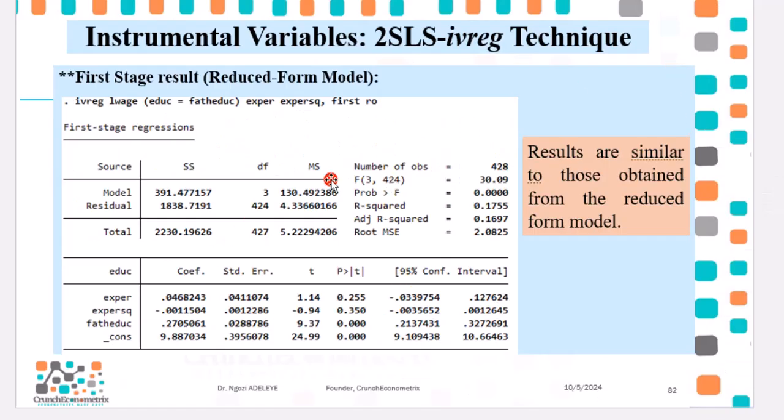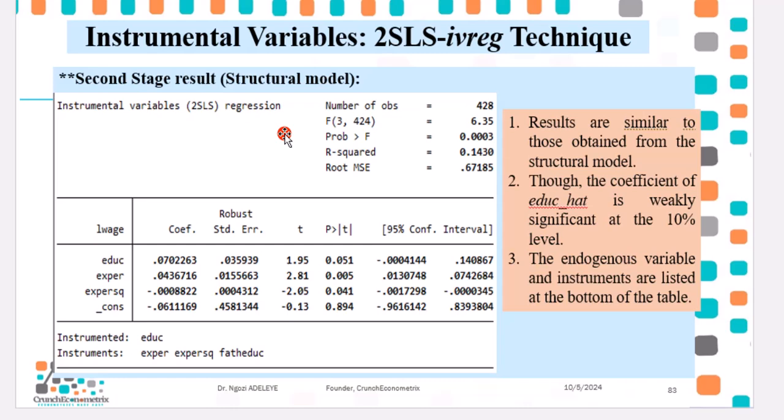From the first stage regression, as you can see, the results are quite similar to those obtained from the previous reduced form model when I used the piecemeal approach. Very similar results. You can check them out from your end. Again, look at the result from the second stage structural model. The results are also similar to those obtained when I engaged the piecemeal approach, though the coefficient of educ hat is weakly significant at the 10% level, you can see p-value 0.051.